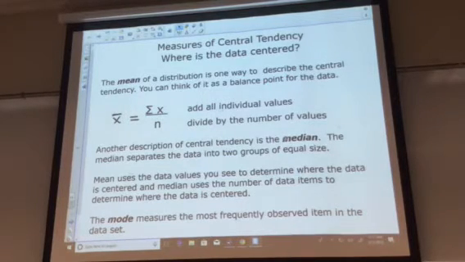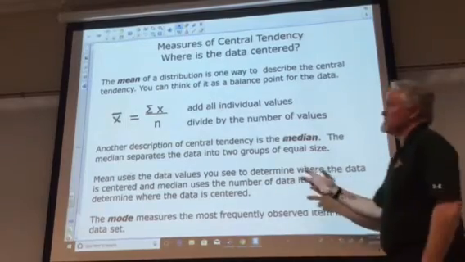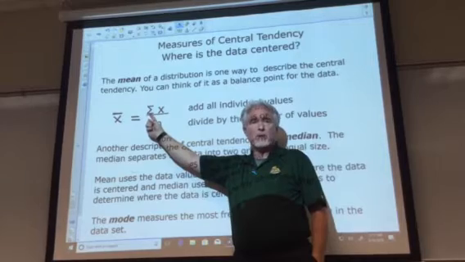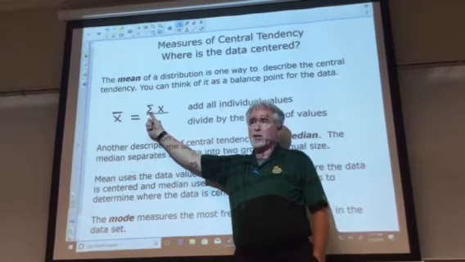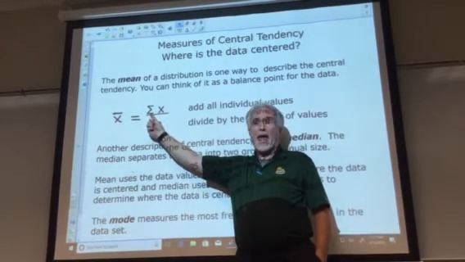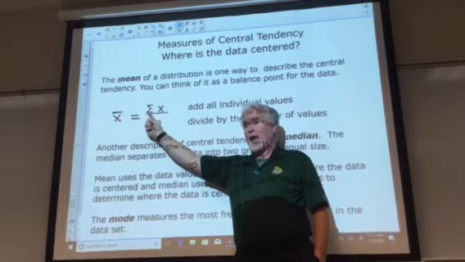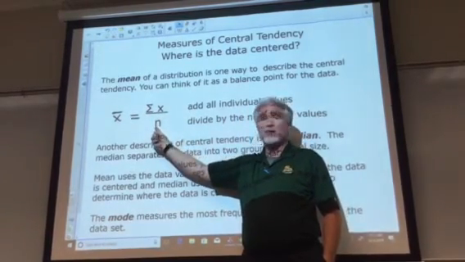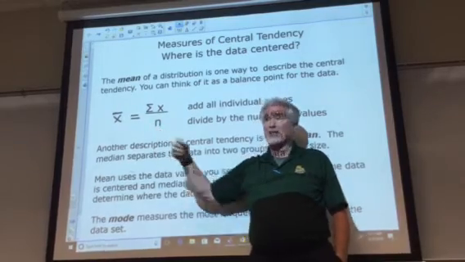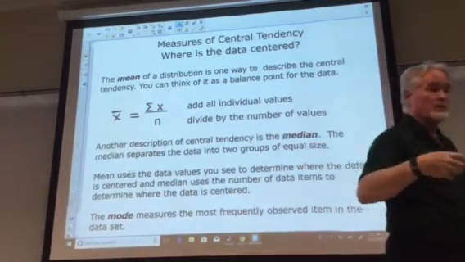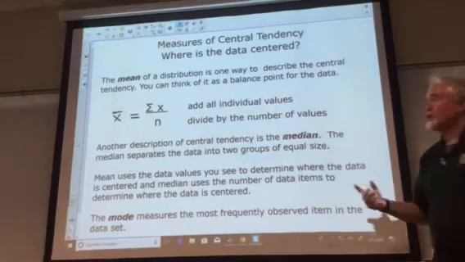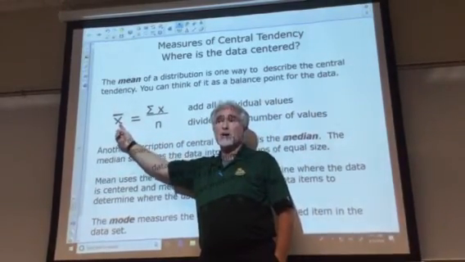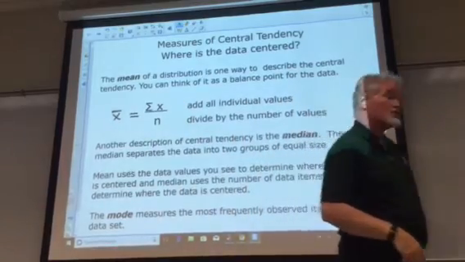From a symbolic standpoint, you're going to see written formulas out here that talk about capital Greek letter sigma, to a mathematician meaning summation. Add together all the individual values, divide by the number of values, and that gives you the value that we consider to be the mean, usually represented, and for our purposes represented, with an X with a bar over the top of it.